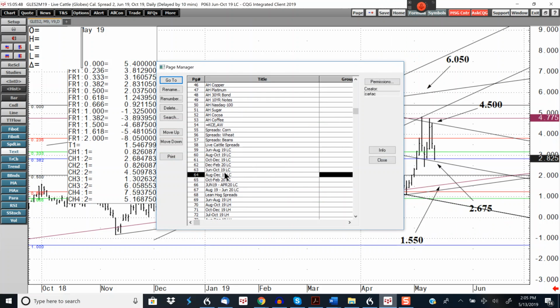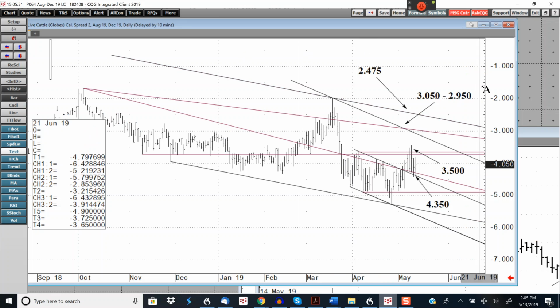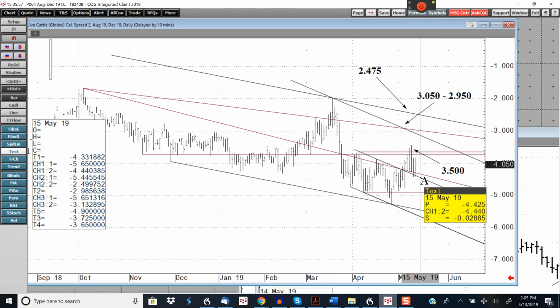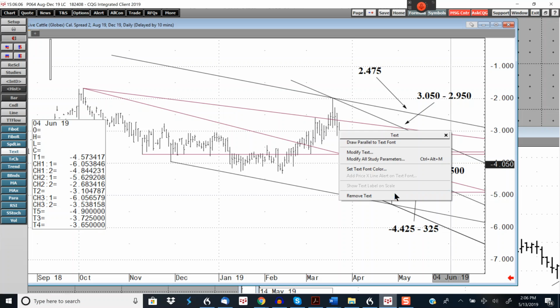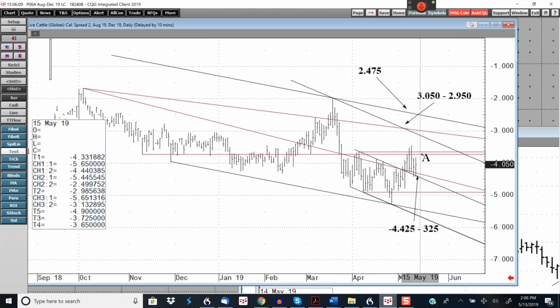Let's move on to August Dec. All right. So this area is holding. Negative 4.425, negative 4.325. Okay. Just going to get rid of this stuff. We could talk about this on a screen share, but this is our support, and above which we can get up into this area, negative 3.1, negative 2.97.